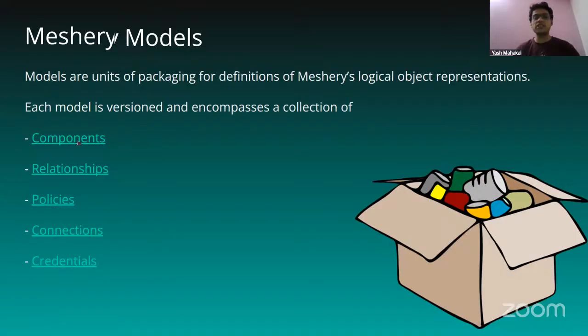For example, components: if you take an example of AWS or Kubernetes or any other model, then components will be its subcomponents. For Kubernetes, it is deployments, pods, or anything else that comes under Kubernetes. Then talking about relationships, I will be talking about them in depth, but for your curiosity, let's assume we have two components, for example, a pod and a deployment.